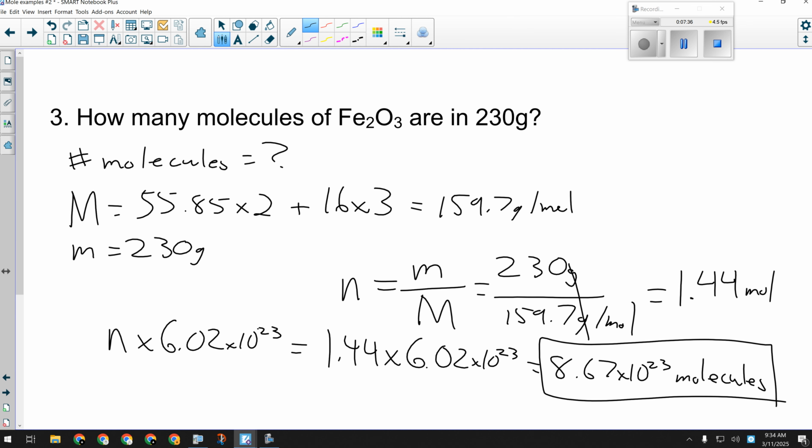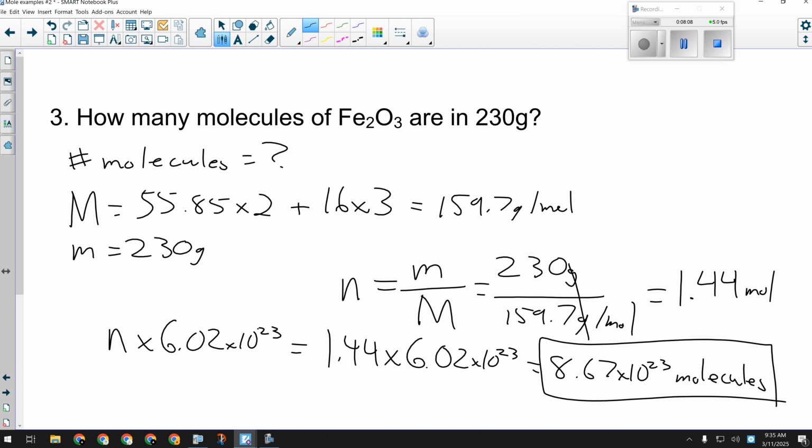Question: how would you know when to use Avogadro's number? Anytime molecules are involved. If they ask how many molecules, I have to use Avogadro's number because that's the number of molecules in a mole. If they give me the number of molecules, I need to use the number of molecules in a mole to get back to moles. So anytime the number of molecules is given or wanted, Avogadro's number is involved. Any other questions? How many people are done number 4?